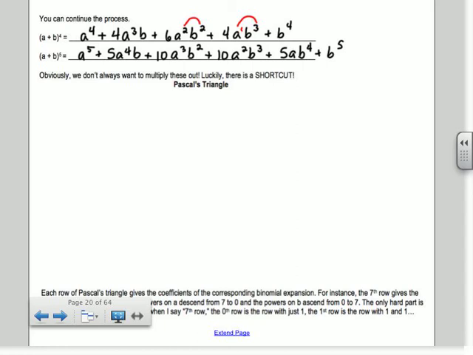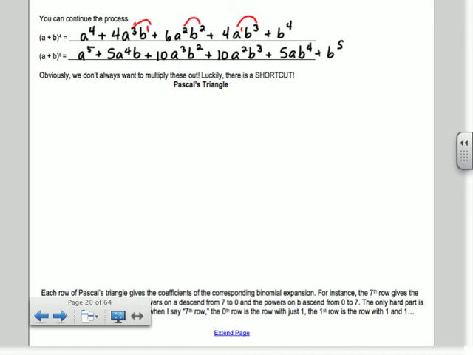Whatever your number was, whatever your power was, a plus b to the fourth, the exponents add up to be 4. Same thing for the fifth. It works the same way. So you have 5 and 0, 4 and 1, 3 and 2, 2 and 3, 1 and 4, 0 and 5. All right, so there are definitely patterns.